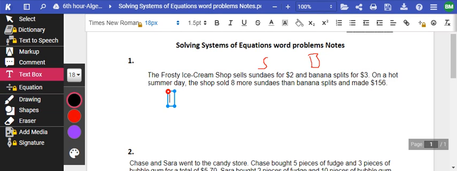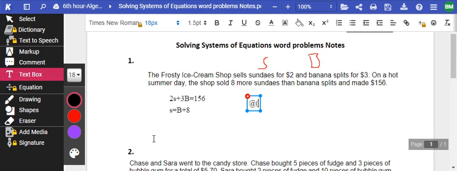So we're going to set up our equations first. We have $2 for sundaes plus $3 for banana splits, and we got a total of $156. The shop sold 8 more sundaes than banana splits, so S equals B plus 8. I think we can see that this is all set up for a substitution problem.